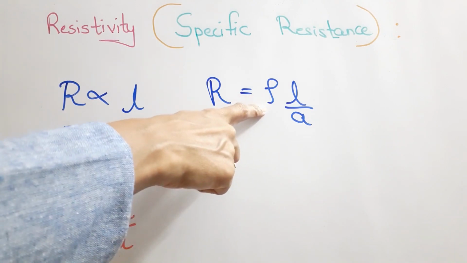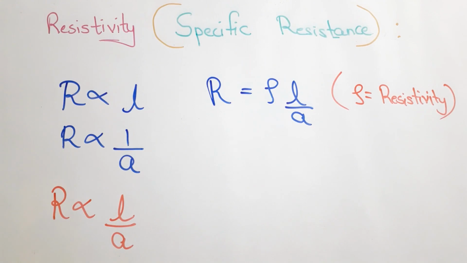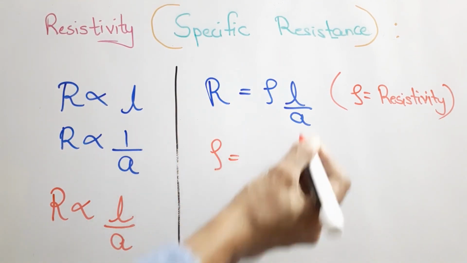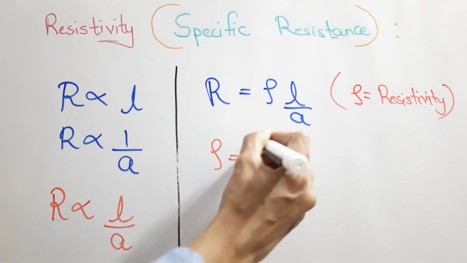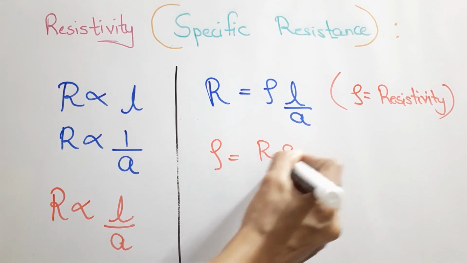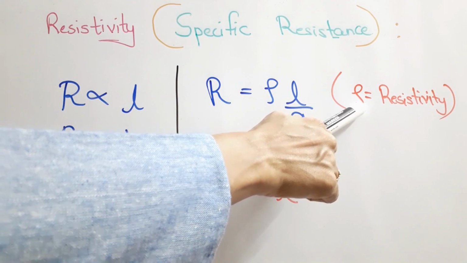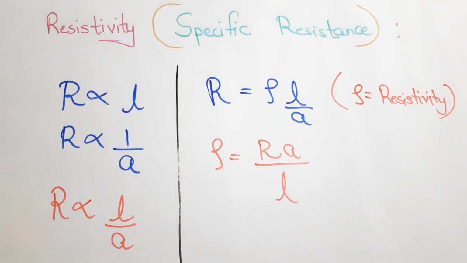What is this symbol called? Resistivity or specific resistance. Now I want to frame this equation in terms of resistivity. So let us shift this length and area of cross section to the opposite side. So I am getting my equation as RA divided by L. The name of this symbol is rho, R-H-O, and it denotes resistivity.